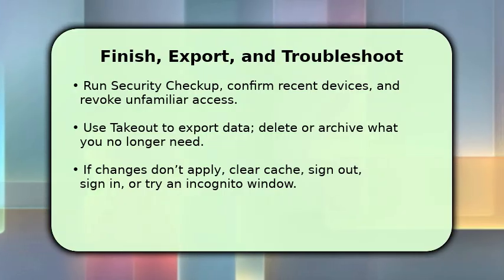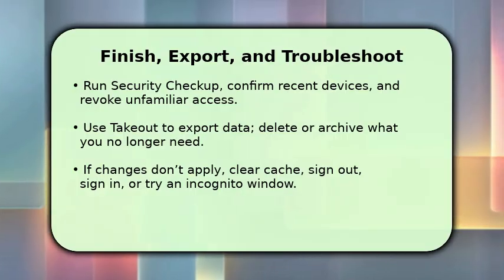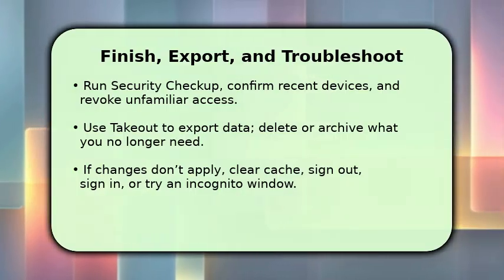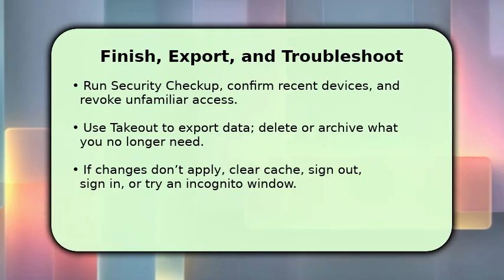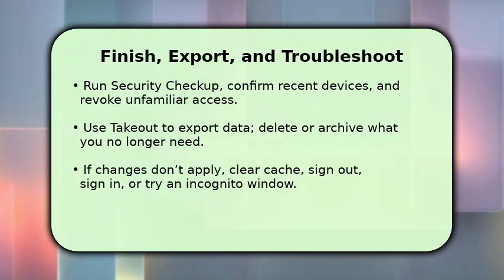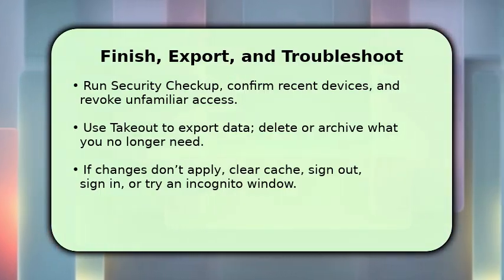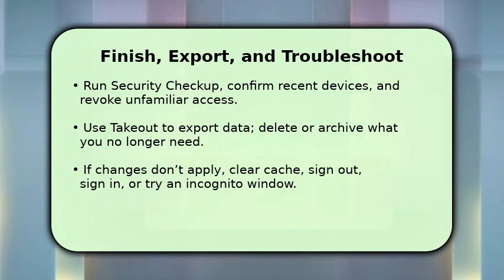If you want a local copy, use Google Takeout to export select data before deleting it online. Finally, make sure settings propagate by saving changes and waiting a few minutes. If something doesn't apply, clear your browser cache, sign out and back in, or retry in an incognito window. This usually resolves sync or permission glitches quickly.